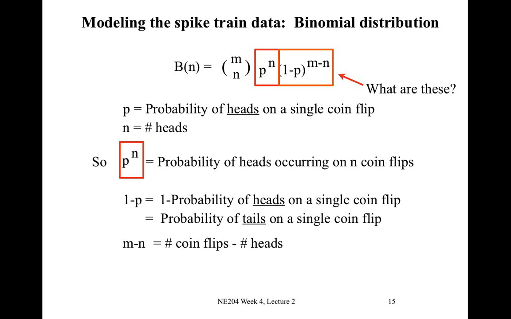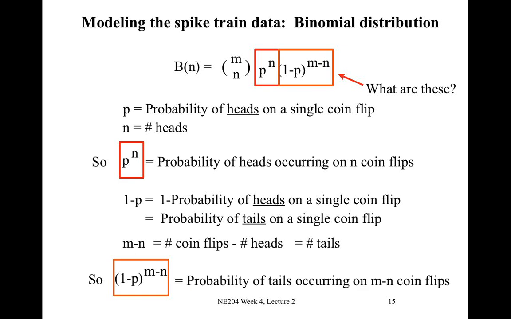So the total number of coin flips minus the number of times we get heads, what's the only alternative? Well, it's equal to the number of tails that we observe when we flip our coin. We flip our coin m total times, we subtract the number of times we observe heads, and that gives us the number of tails. So we're going to take this probability, 1 minus p, the probability of tails, and raise it to the number of times that we observe tails. So what this represents is the probability of tails occurring on all of those m minus n coin flips.